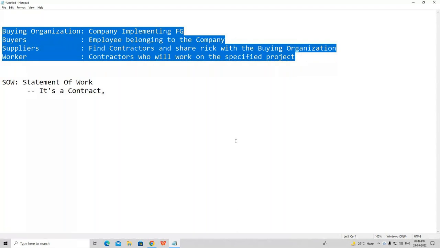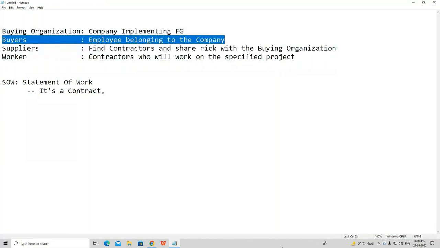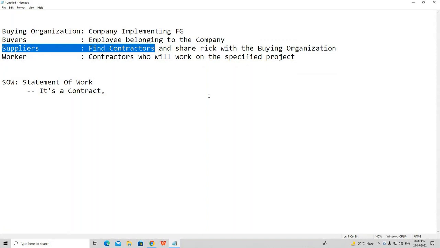Now, as you can see, there are four options we are talking about here. As we were talking about the buying organization, who is the buying organization? In short, it is our client who is implementing Fieldglass. Coming to the next thing, buyers. Who are the buyers? Buyers are the employees belonging to your client, specifically those who will create a statement of work and the contingent workforce management job posting. Suppliers are those organizations who will find the contractors, because contractors will not immediately come to the buying organization, and share the risk with the buying organization.